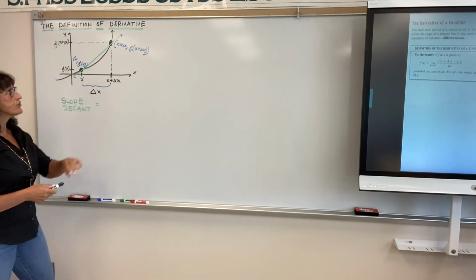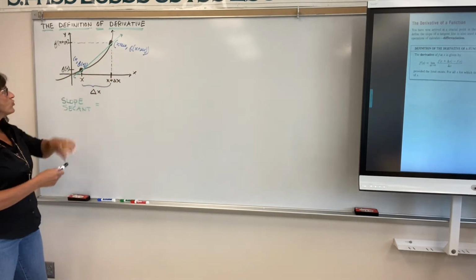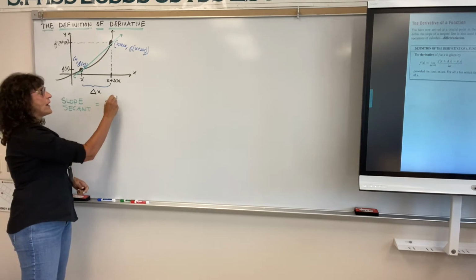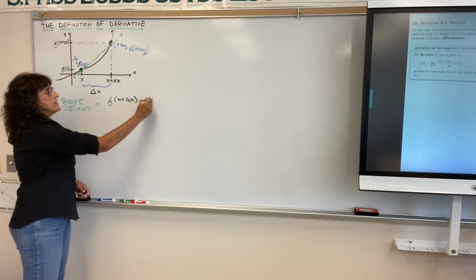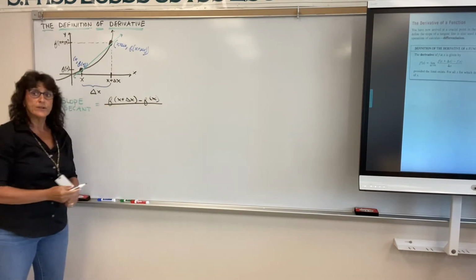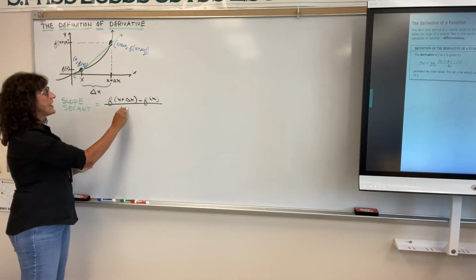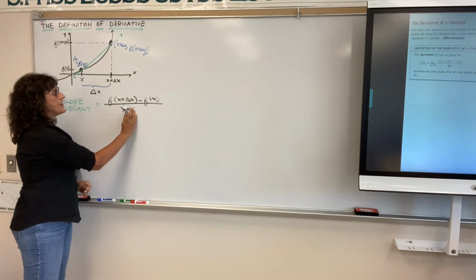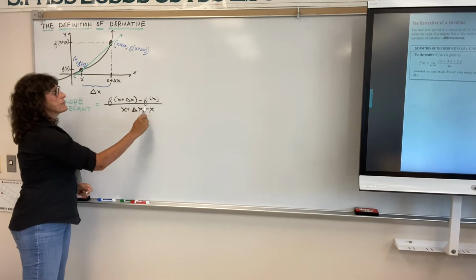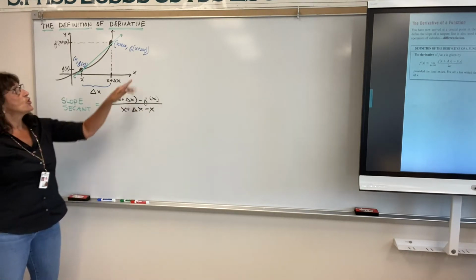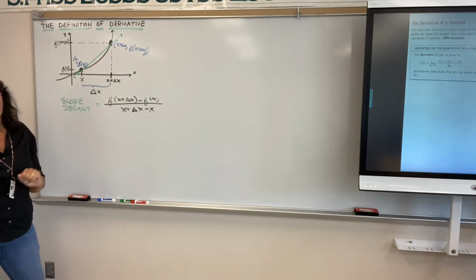Remember, to compute the slope, we subtract the y-coordinates in the numerator: y sub 2 minus y sub 1. So y sub 2 is f of x plus delta x, minus y sub 1, which is f of x. Then we subtract the x-coordinates in the denominator: x plus delta x for the x sub 2, and then minus x sub 1, so minus x. So we took y2 minus y1 over x sub 2 minus x sub 1.